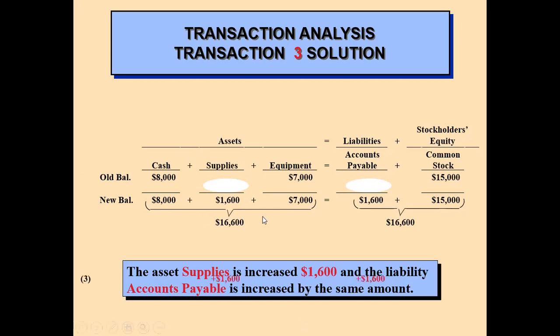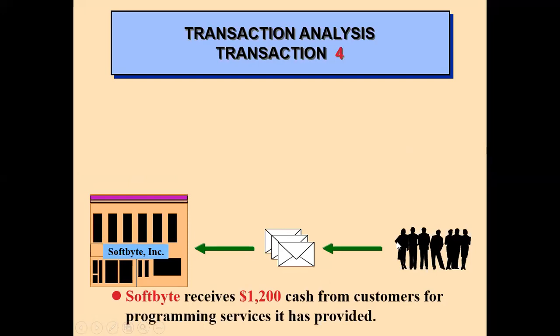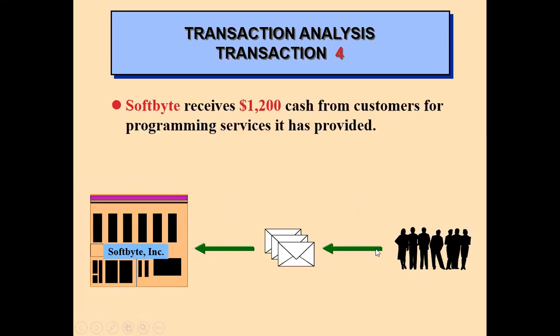Okay, so 1600 plus on the supply side and 1600 plus on the accounts payable side. So I hope this is clear. Now I'll go to the next transaction. ShopBite received 1200 cash from customer for programming services it has provided.